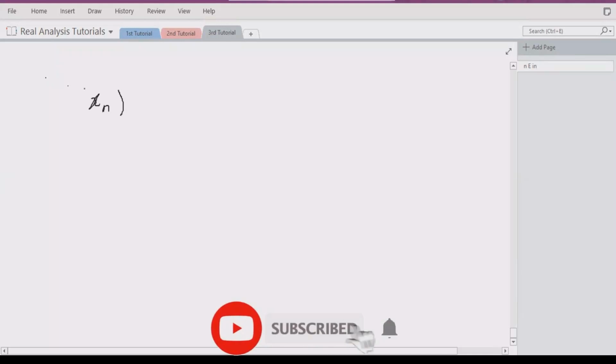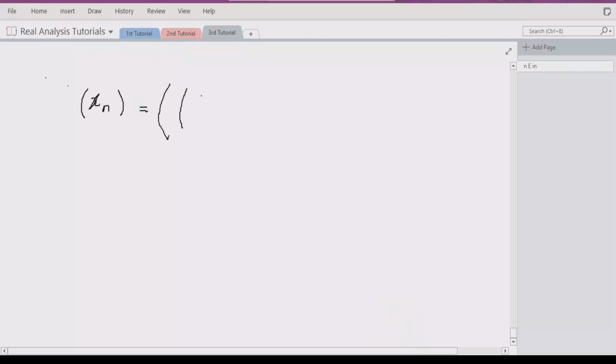We are given a sequence Xn which is equal to 1 plus 1 over n plus 1. This is the sequence. We have to find its limit.